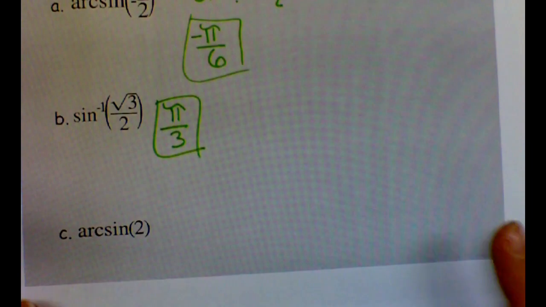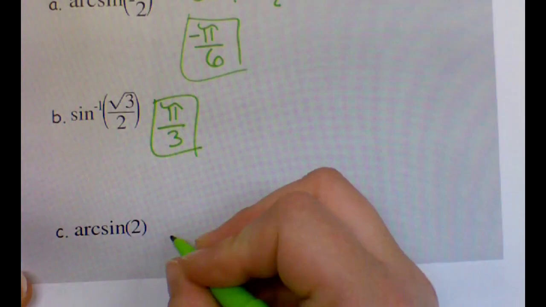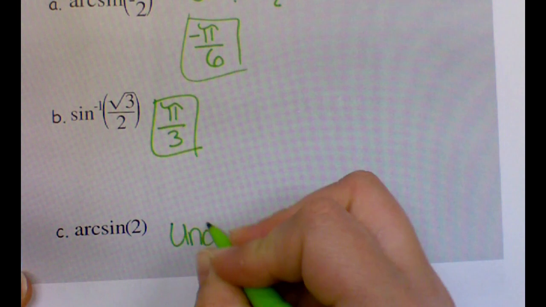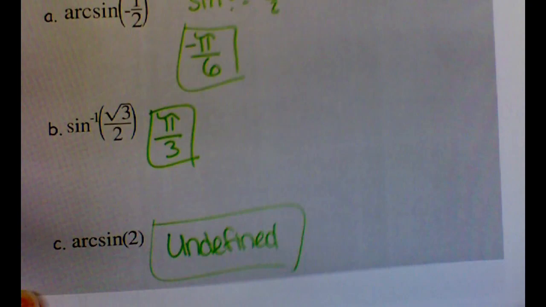Here we go. Arcsine of 2. 2 is more than 1, which means it doesn't have an arcsine. That is undefined. There is no arcsine of 2.